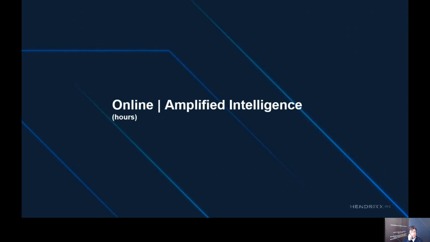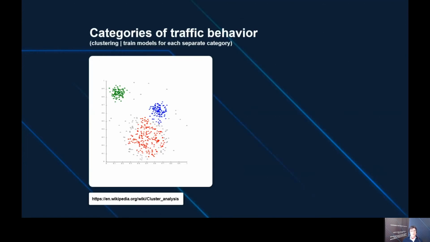Then we have the online scenario when you are trying to predict congestion within hours. But first of all, you can't make models for all antennas in the network because it takes too much time. So it is very useful to try to make some categories in your network.